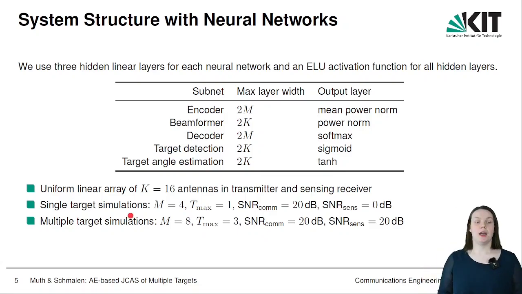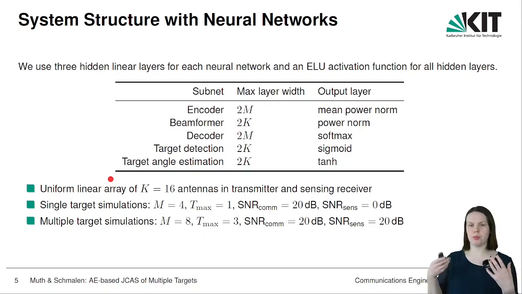Then, we simulated here with the uniform linear array with 16 antennas in the transmitter and in the sensing receiver, which we assume to be the same object or the same device. And then we perform 2 types of simulations. First, the single target simulations with only 4 communication symbols, 1 target, and here quite low sensing SNR. And then we also performed the multiple target simulations with double the amount of communication symbols, 3 targets, but also quite a lot higher sensing SNR.